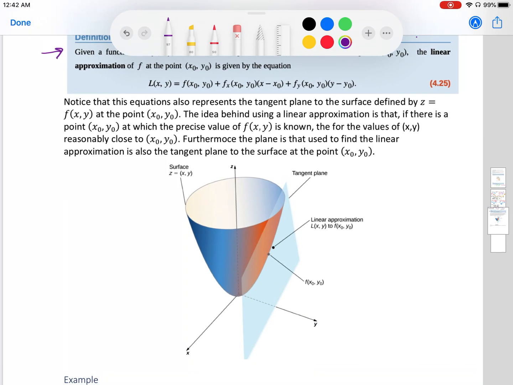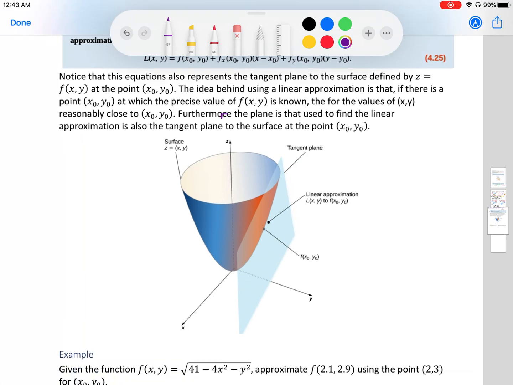Notice that this equation also represents a tangent plane to the surface defined by z at a point. The idea behind using a linear approximation is that there is a point x naught comma y naught at which the precise value of f of x, y is known, for values of x comma y reasonably close to x naught comma y naught. Furthermore, the plane that is used to find the linear approximation is also tangent to the surface at the point x naught comma y naught.